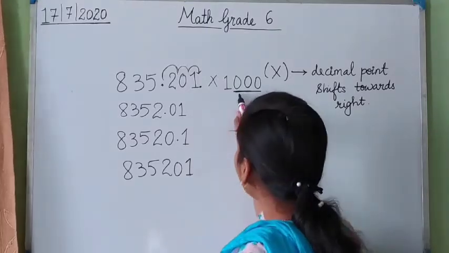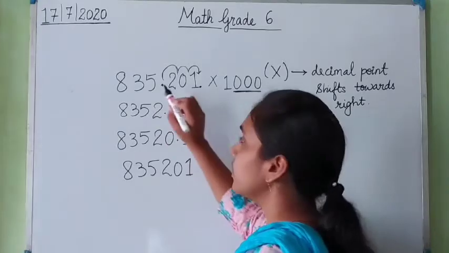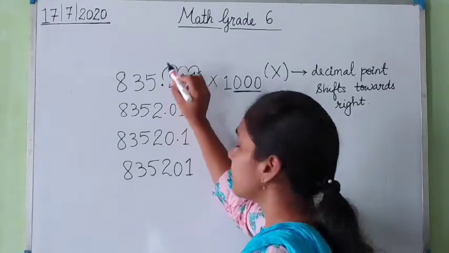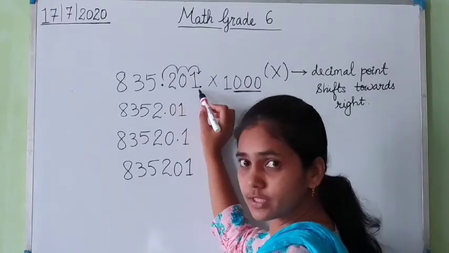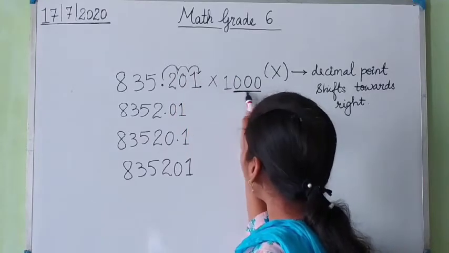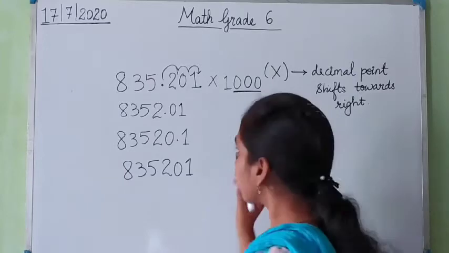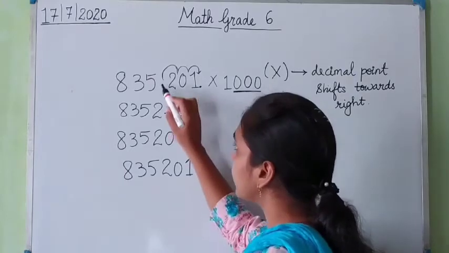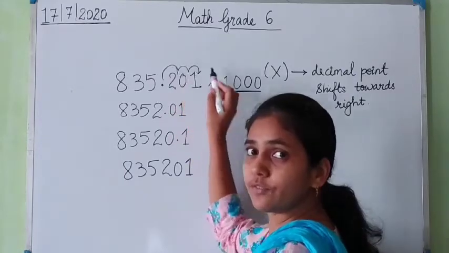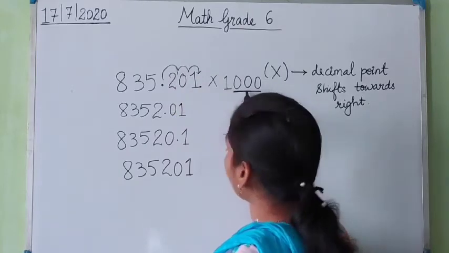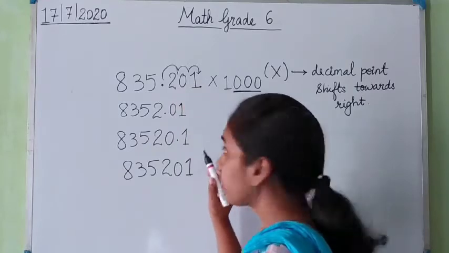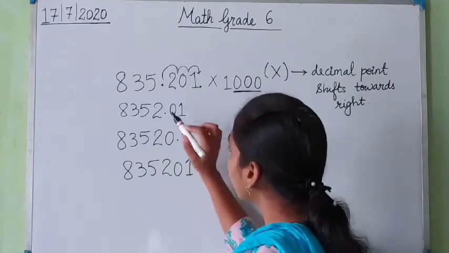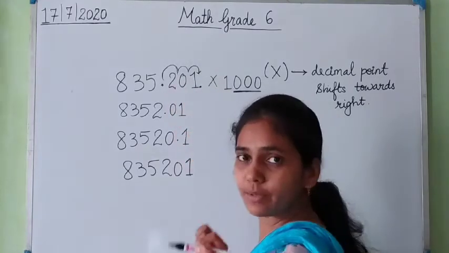So after multiplying the given number by 1000, the decimal point gets shifted towards the right by the number of digits equal to the number of zeros. Here in 1000 there are 3 zeros, so it will get shifted 3 places to the right. If there are 2 zeros, it will get shifted 2 places to the right, and if there is only 1 zero, then it will get shifted 1 place to the right.